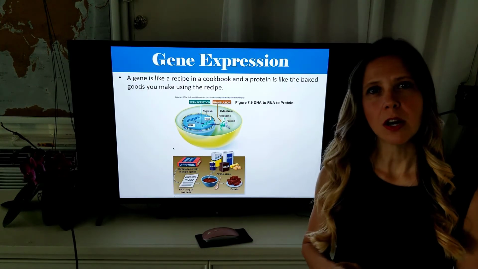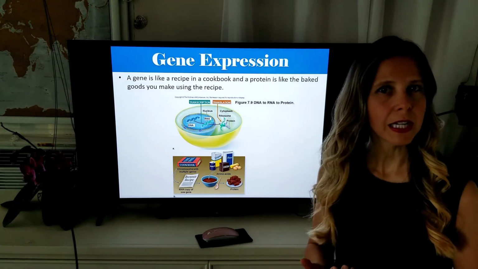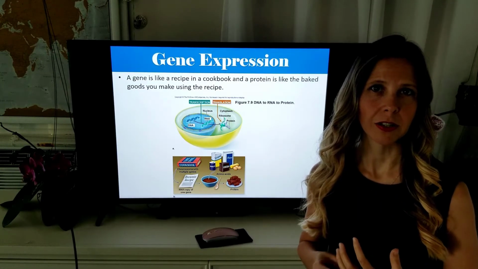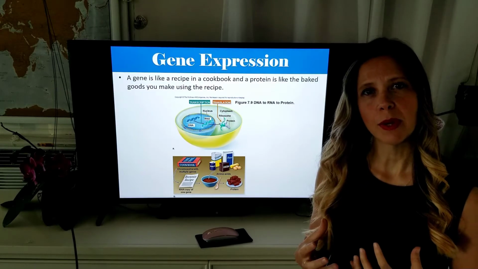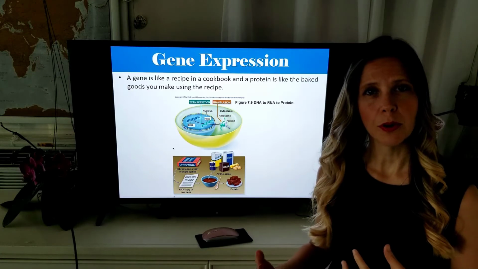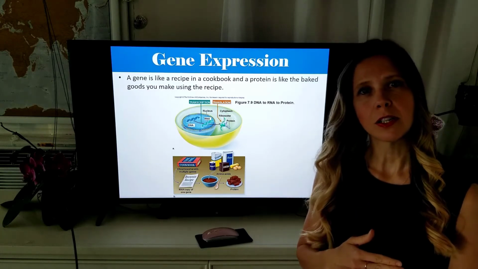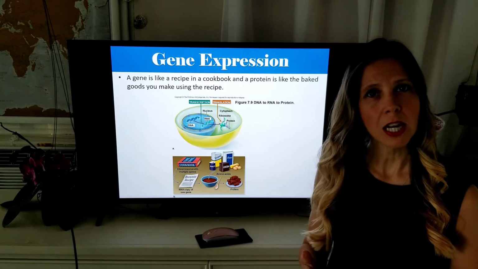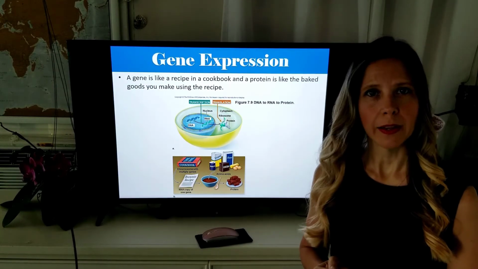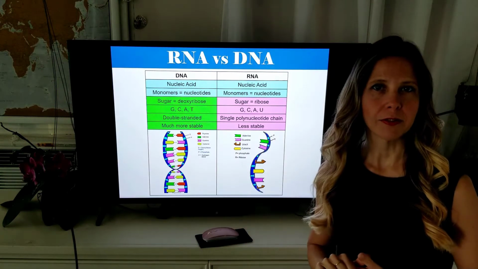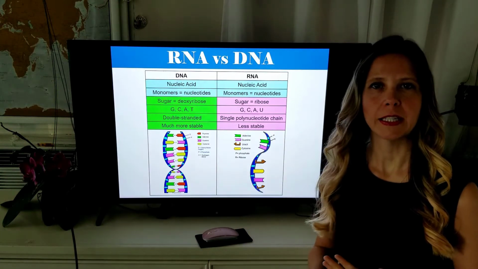Now that messenger RNA is able to freely leave the nucleus, it'll go into the cytoplasm, and that's where translation is going to occur. You're going to take that information in the mRNA and convert it into a protein. The mRNA is going to tell the cell exactly what amino acids to add and in what order to add them. So let's talk about the similarities and differences between RNA and DNA.